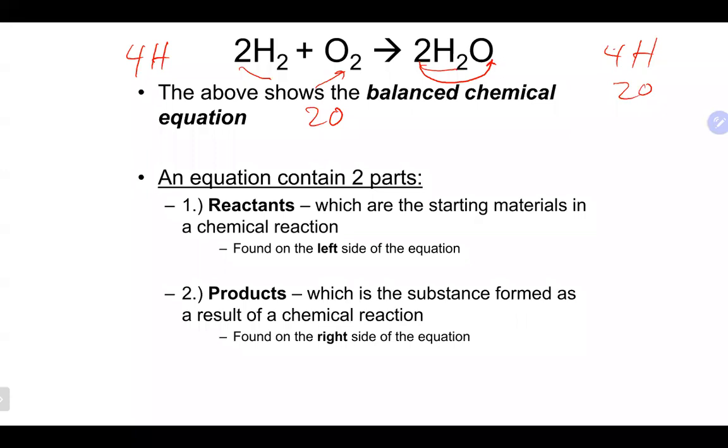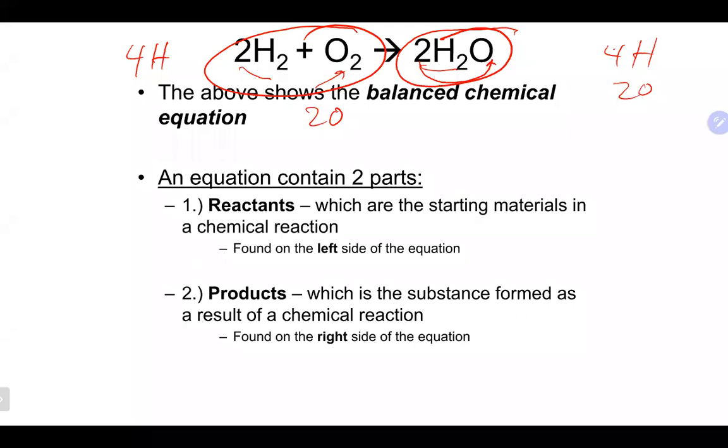Now, to the left-hand side of the arrow, those are what are referred to as reactants. Reactants are your starting material. So these guys here would be the reactants, and that's always found on the left-hand side of the arrow. On the right-hand side of the arrow are the products. The products are the stuff that is basically made as a result of the chemical reaction.